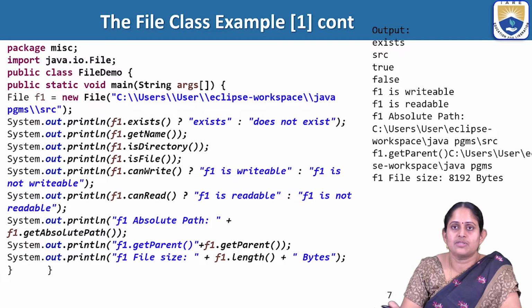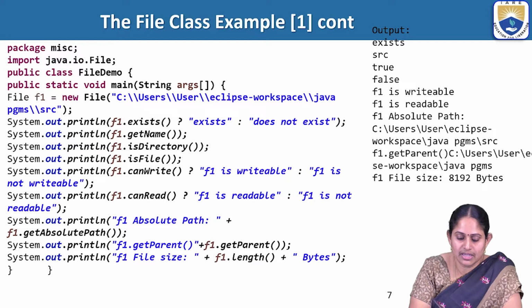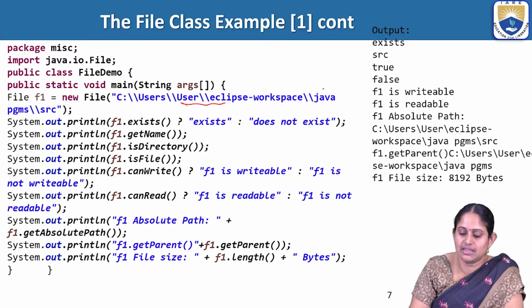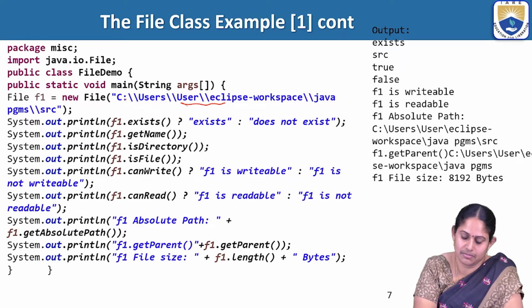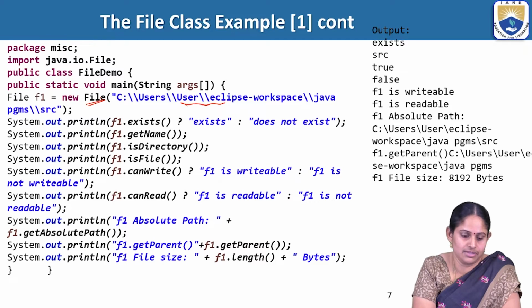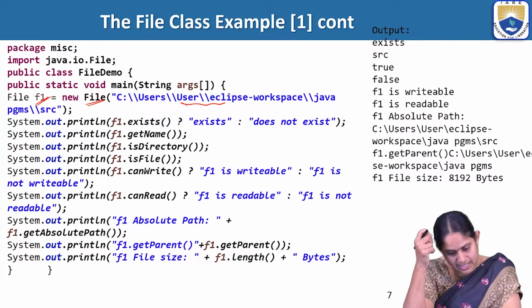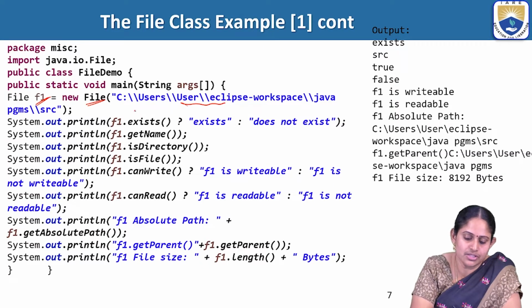So let's look into a small program dealing with files in Java. I am passing my path to this File constructor, so that I can create an object of File type. So an object of this path is being created, which points to that particular file.